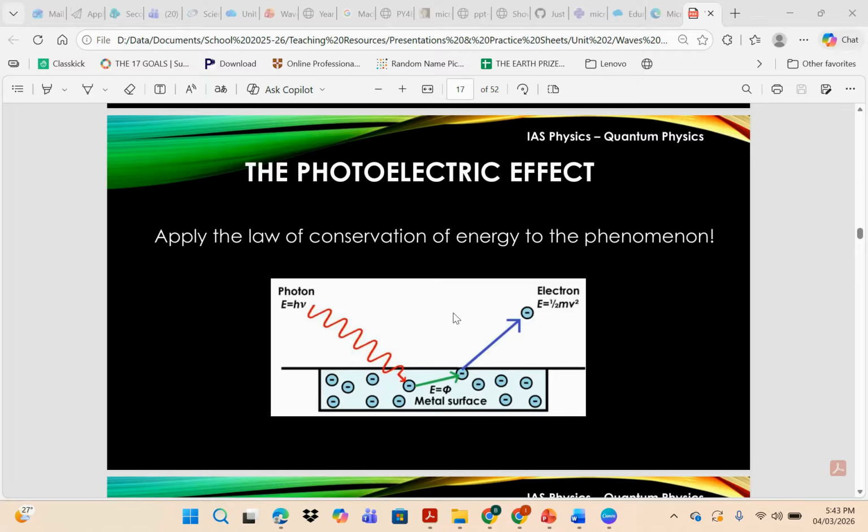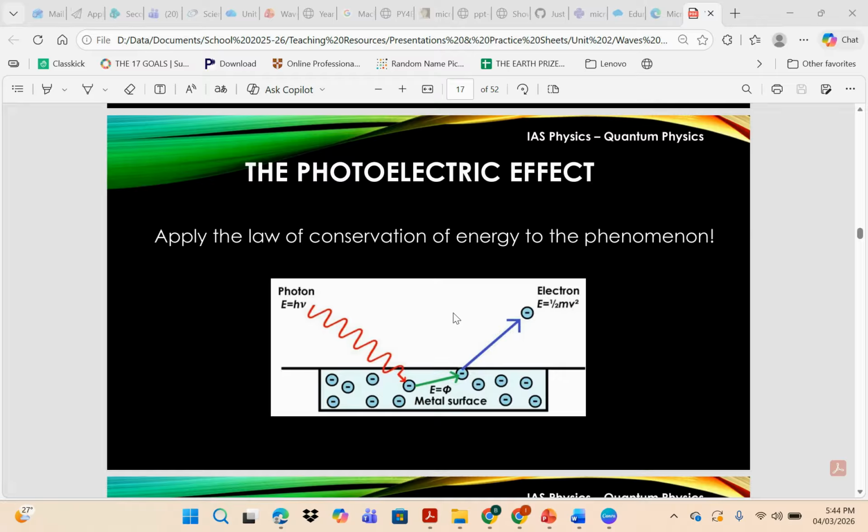So today we are going to apply the principle of conservation of energy to the whole phenomenon. So how can we apply it? What equation can we write? We can write that the total energy of a photon is equal to the work function of the metal plus the kinetic energy of an electron. And we have to keep in mind that in the entire process, there is always interaction between one photon and one electron at a time, which means a single electron is only capable of absorbing a single photon at a time.